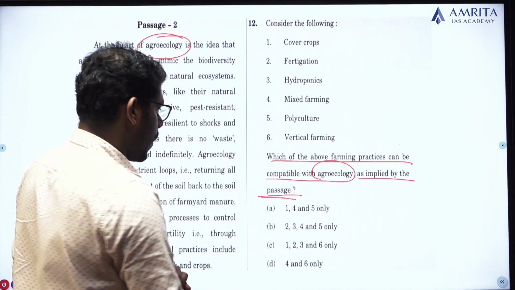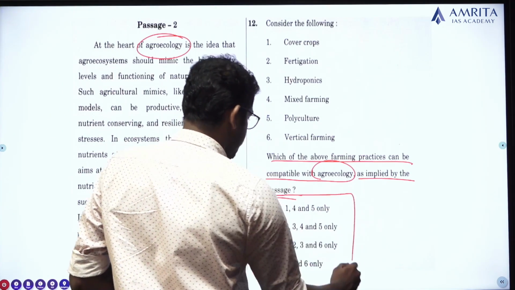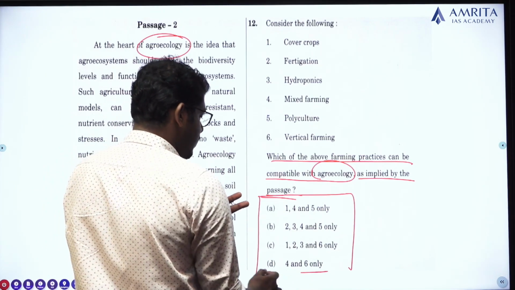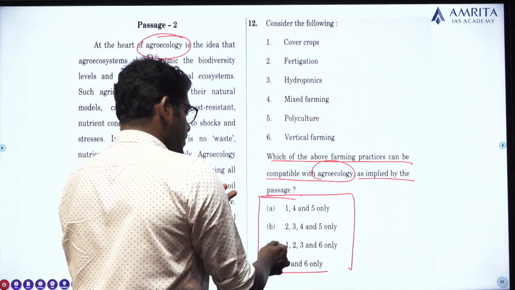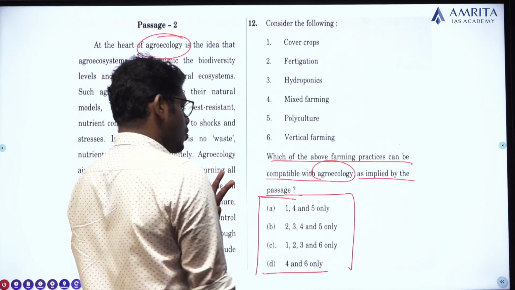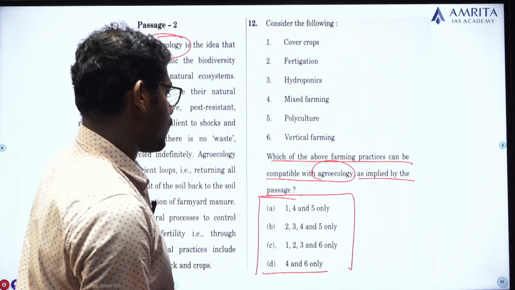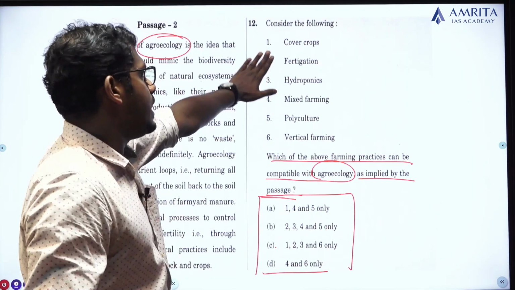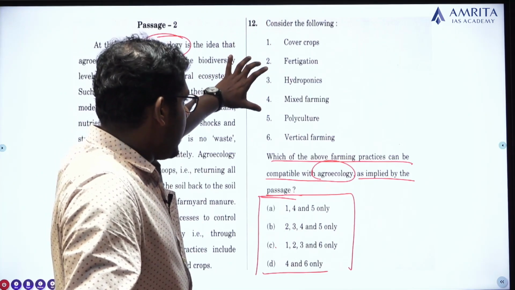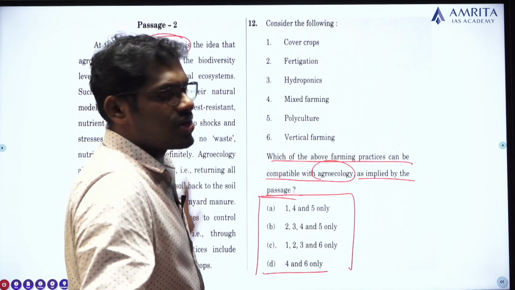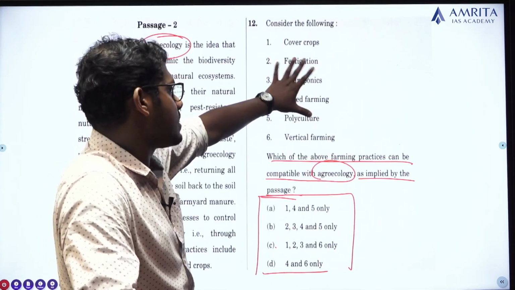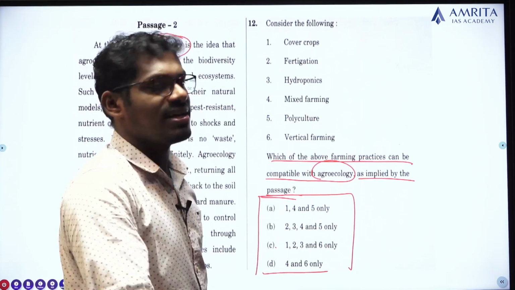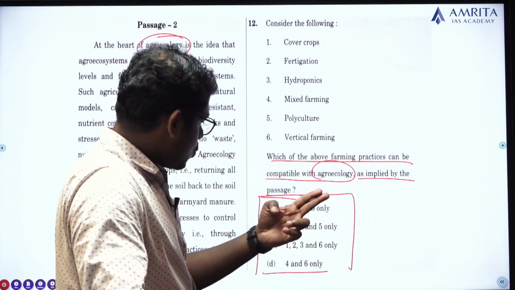If you look at the options, at least 2 options are correct because option D is 4 and 6 and option C is 1, 2, 3, 6, option B is 2, 3, 4, 5, option A is 1, 4, 5. Which means not all the above mentioned practices are mentioned in the paragraph. Not all these practices are mentioned in the paragraph because there is no option that is 1, 2, 3, 4, 5 and 6. But at least 2 options are correct.